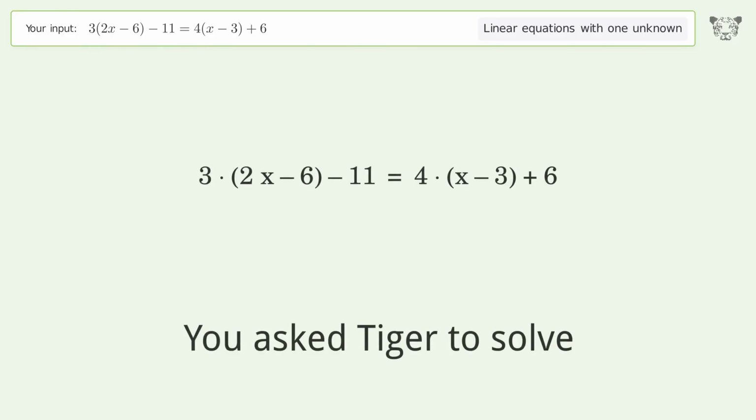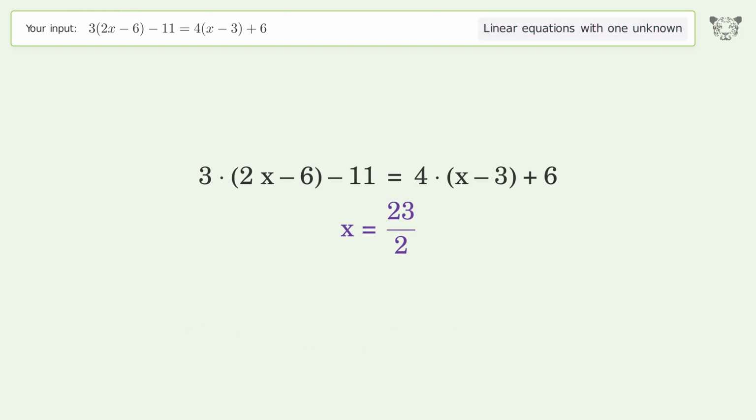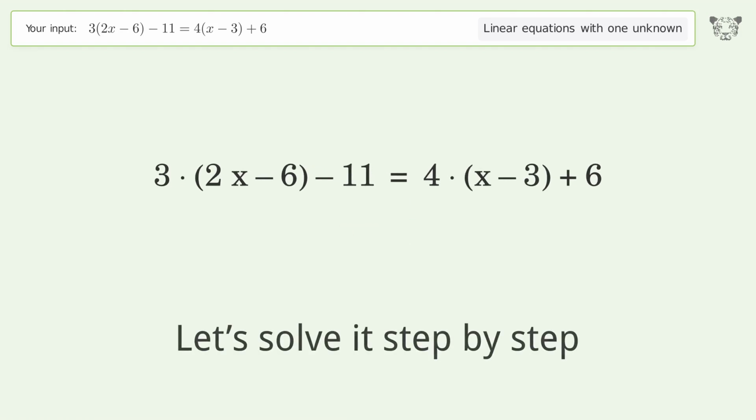You ask Tiger to solve. This deals with linear equations with one unknown. The final result is x equals 23 over 2. Let's solve it step by step.